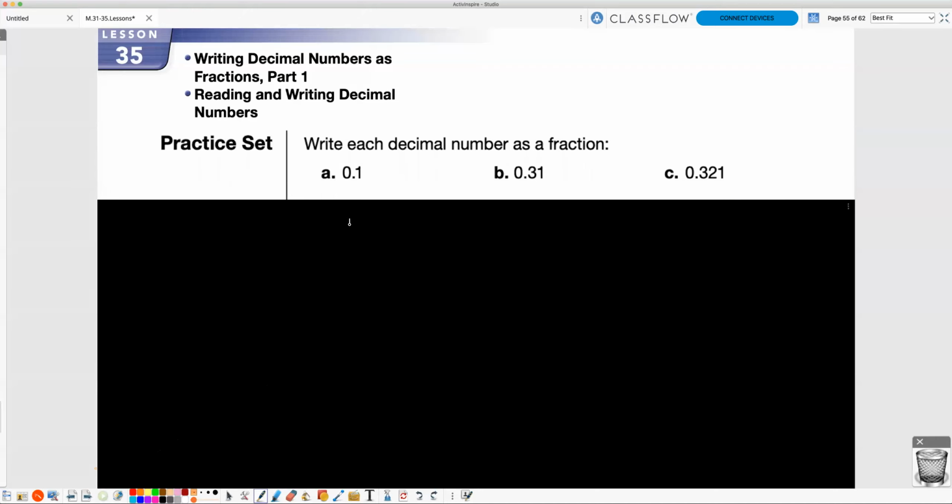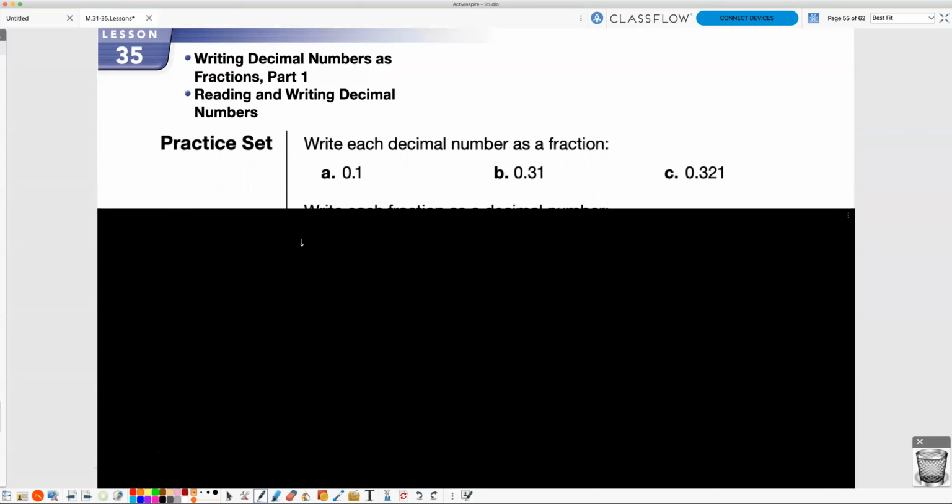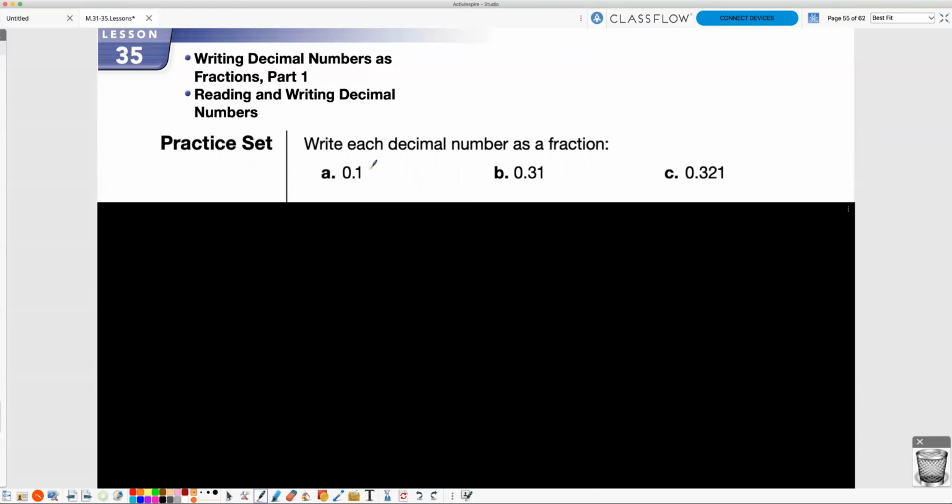All right, practice set. Write each decimal number as a fraction. So letter A, go ahead and do that. You should have 1 and it's in the tenths place, so you should have a 10 as a denominator. Go ahead and do letter B. This is 31 hundredths. So all you need to do is have 31 in the numerator and 100 in the denominator. Letter C. This would be 321 and it's in the thousandths place, so it should be 321 thousandths. That's how they should be.